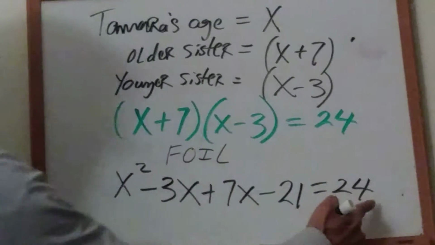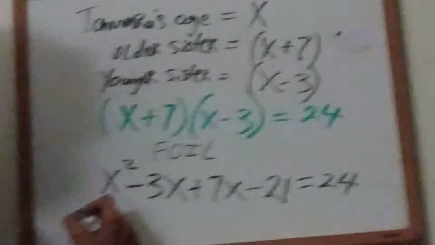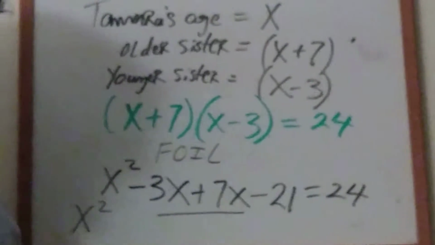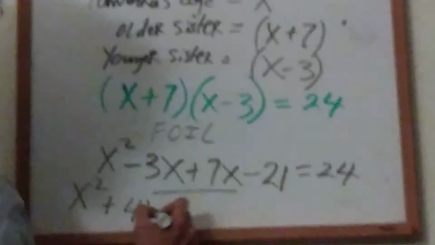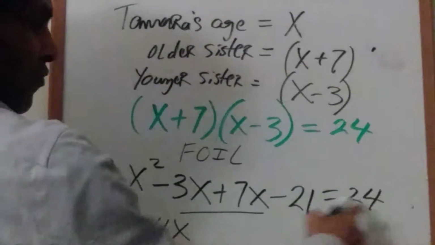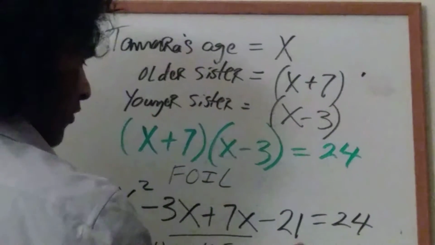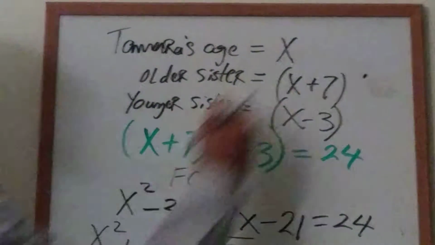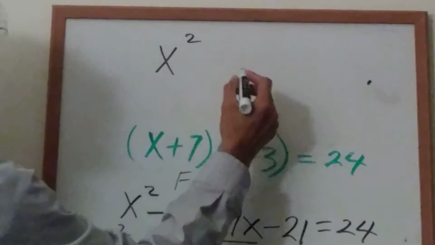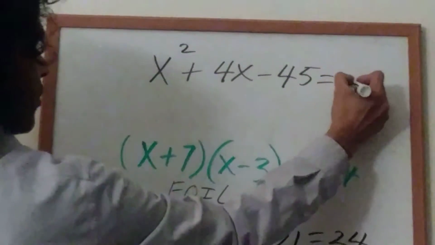Our next step is to bring the 24 from this side of the equation over here, that becomes negative 24. So I'm going to get x squared, and I'm going to add the two like terms in the middle. This will give me plus 4x. Bring the 24 over here. This becomes negative 24 plus negative 21. That will give me negative 45. And the right hand side will be 0. So it looks as though we got a quadratic equation resembling this: x squared plus 4x minus 45 is equal to 0.